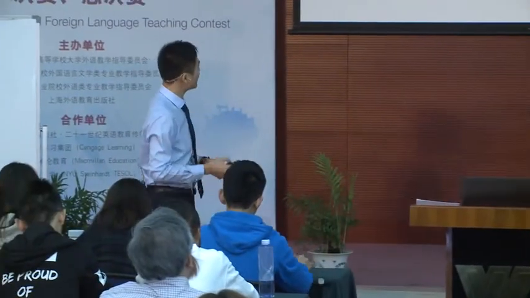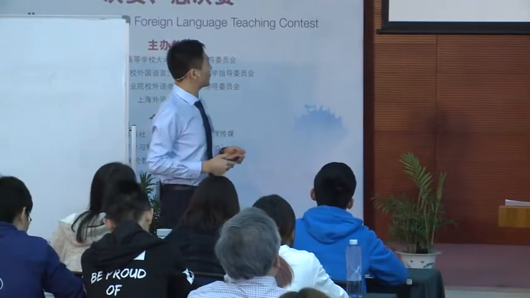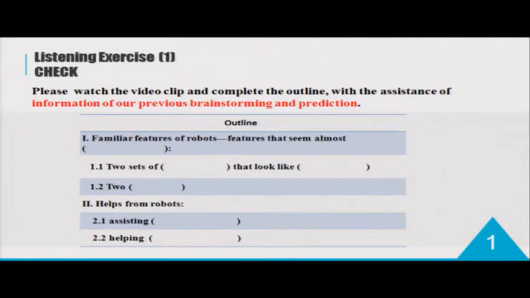Okay, now let's have a check. So, the first one, almost human, good. Two sets of cameras look like eyes, two arms. Okay, now here, assisting the disabled. Okay, the disabled, helping the elderly. Okay, you have done a good job.